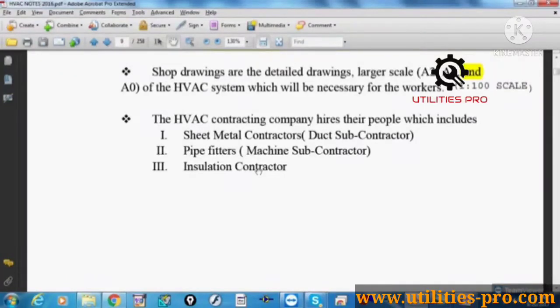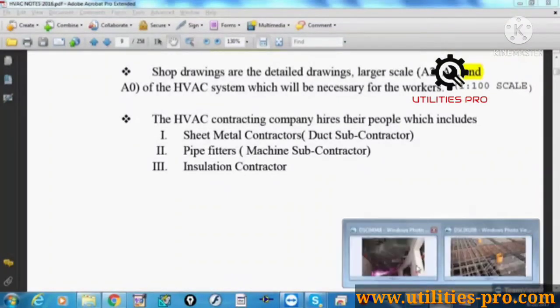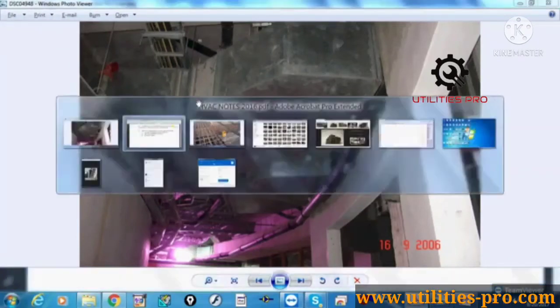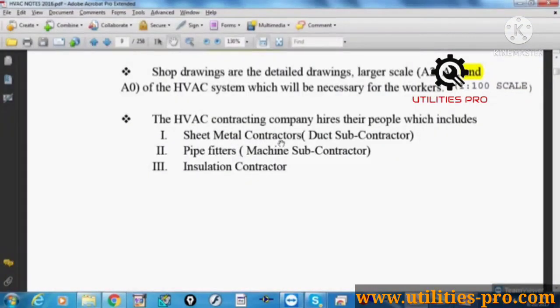Whenever they get the project, they will hire the subcontract from the market. In the market you will find subcontractors, a person with a team of skilled workers who are able to handle duct fabrication and duct installation. So this is one type of contractor, the sheet metal contractor, and they deal with all the ducting side, the air side.